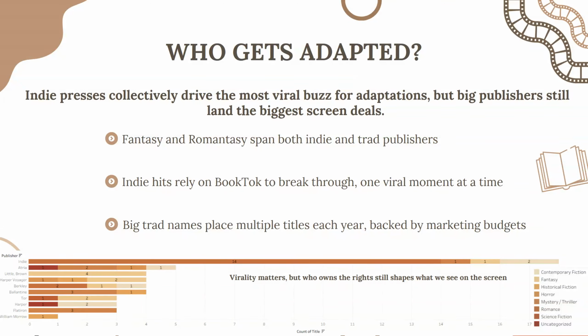What was also interesting is that some of the most niche genres, like queer literature or graphic memoirs, were still being optioned, but mostly because of Book Talk attention. So while traditional publishers still dominate screen deals, especially through long term relationships and marketing budgets, BookTalk can reverse engineer that path, creating adaptation interest from the ground up.